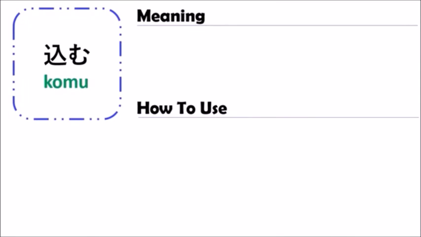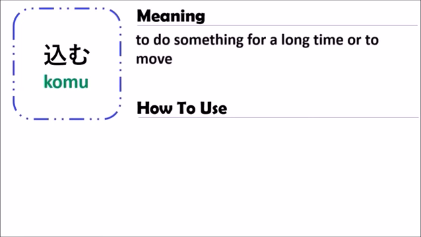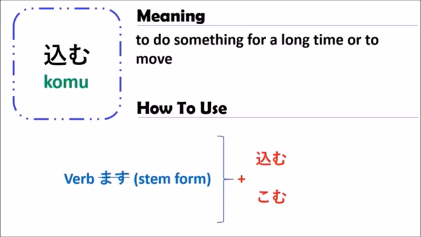Let's talk about the grammar of komu. The grammar of komu means to do something for a long time or to move. In Japanese, when you use the grammar of komu, you can use it only with a verb. You cannot use it with a noun or an adjective.